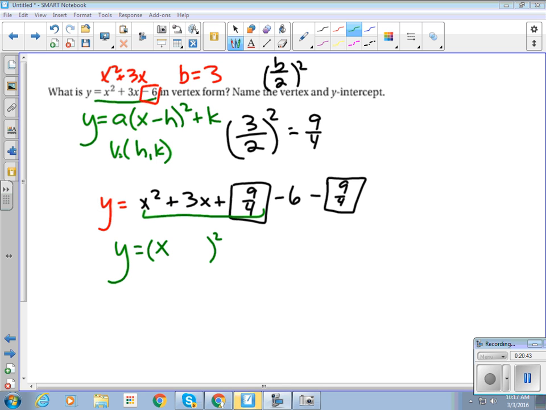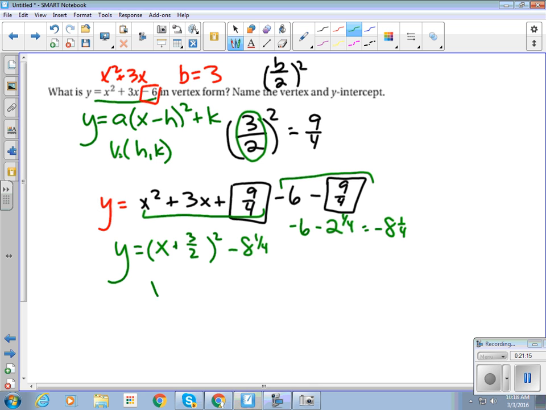So we got x, we take what's inside before we square it, plus 3/2. And then I simplify -6 minus 9/4. -6 minus 2 1/4. -8 1/4. So now we can say my vertex is at h comma k. Let's convert it to decimal so that if we actually have to graph, we can graph it a little better. 1.5 comma -8.25.